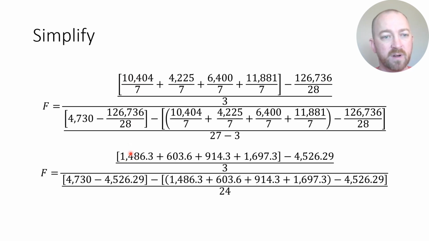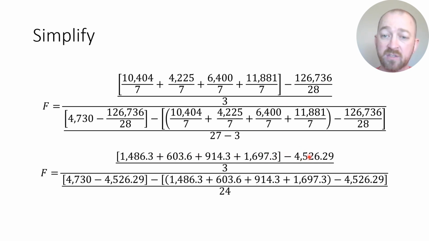so 10,404 divided by 7 is 1,486.3. 4,225 divided by 7 is 603.6, and so on. So I've just divided each of those, and I'm keeping them there. Now, of course, 126,736 divided by 28 is 4,526.29. I maintain all of these operators in there. Of course, I'm just adding these across, so I haven't done that yet.